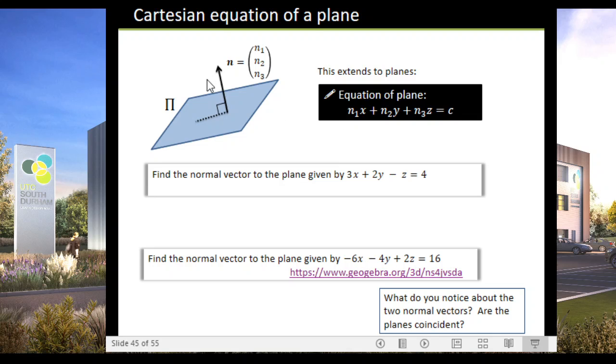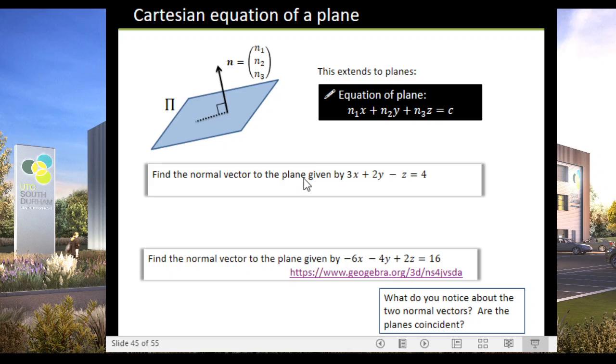Now the normal vector to that plane, which is shown on this diagram here, where capital Pi represents a plane and bold N represents a normal vector, is n1, n2 and n3, and you'll notice these are the coefficients of x, y and z. So the normal vector, the one sticking out of the plane at right angles to it, is easily found by looking at the coefficients of x, y and z. Notice the normal vector does not include the c. I'll explore why using GeoGebra in a second.